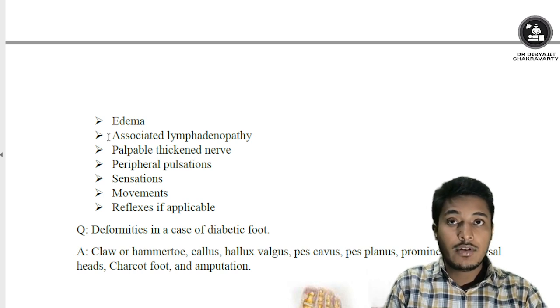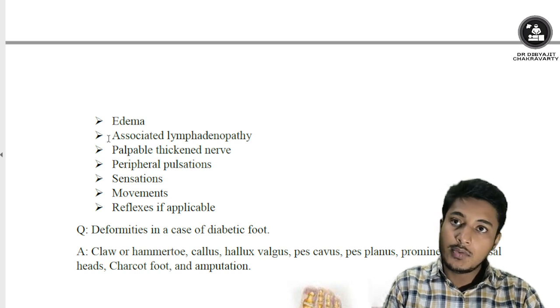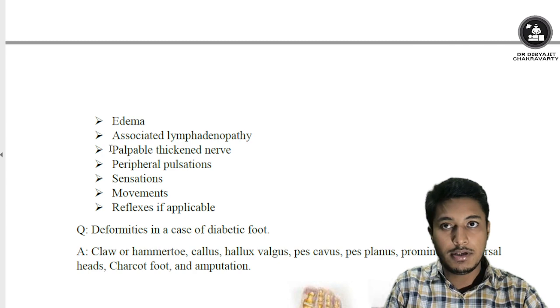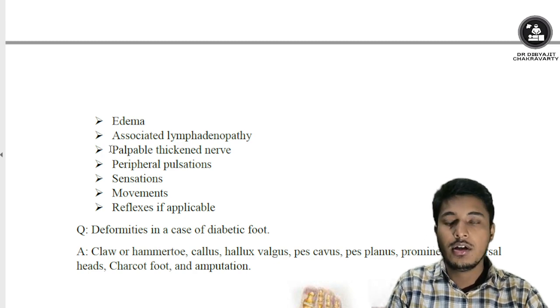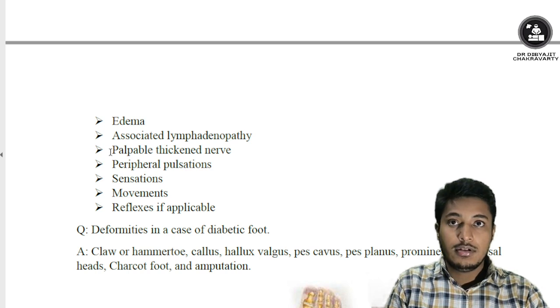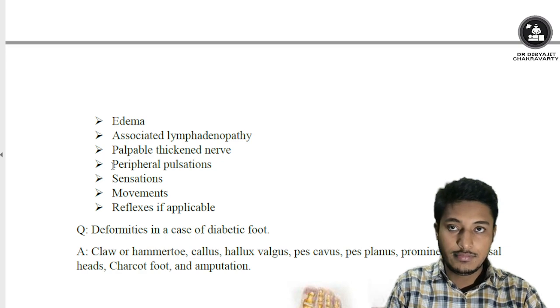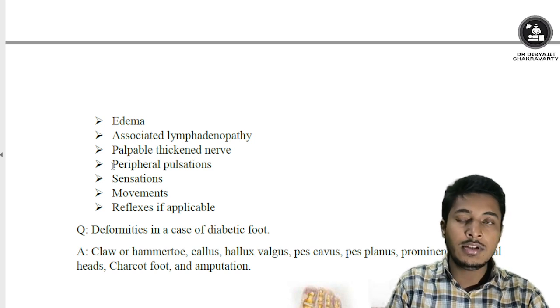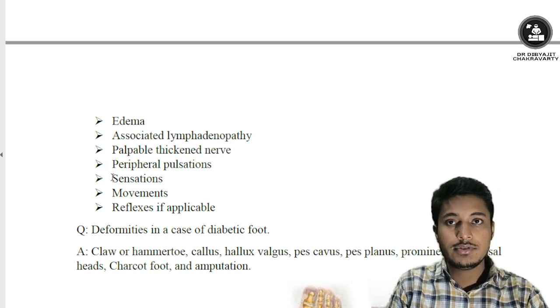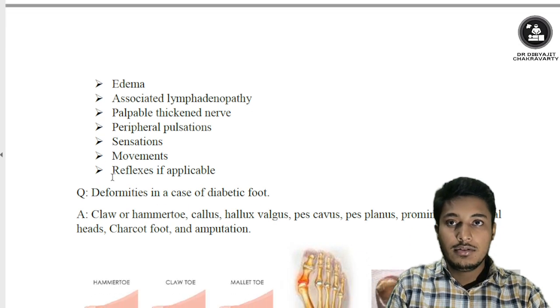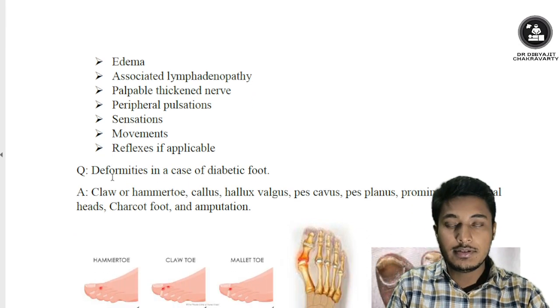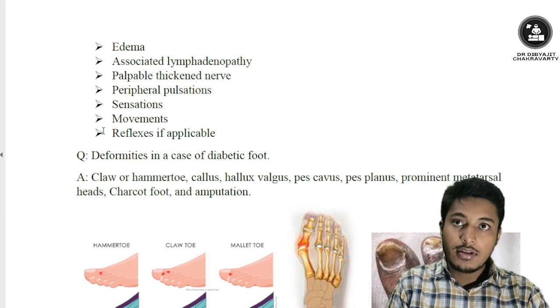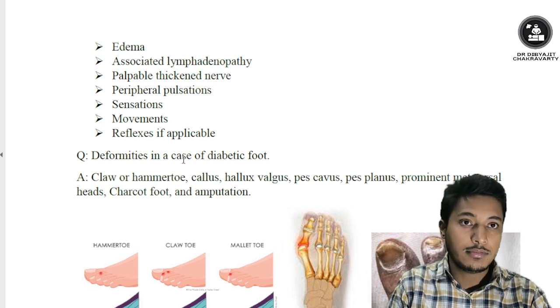We should also check for associated lymphadenopathy. That is, in case of lower limb, the inguinal group, and in case of upper limbs, the axillary group and neck nodes. We should palpate for any thickened nerves. Also, we should check for all the peripheral pulsations because diabetes is a systemic disease and it usually involves all the arteries. So we should check for all the pulsations. Also, we should check for sensations and movements. Lastly, reflexes if applicable in diabetic foot.